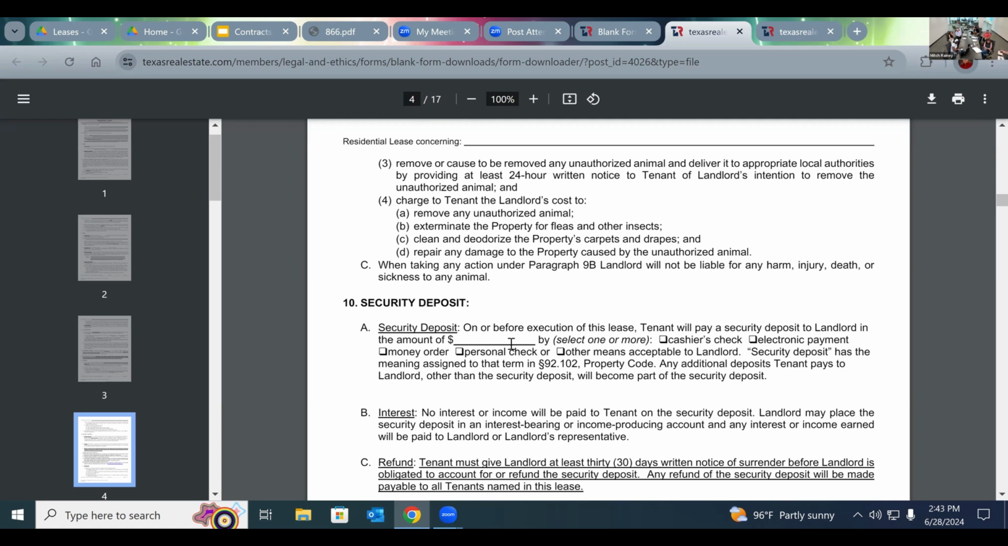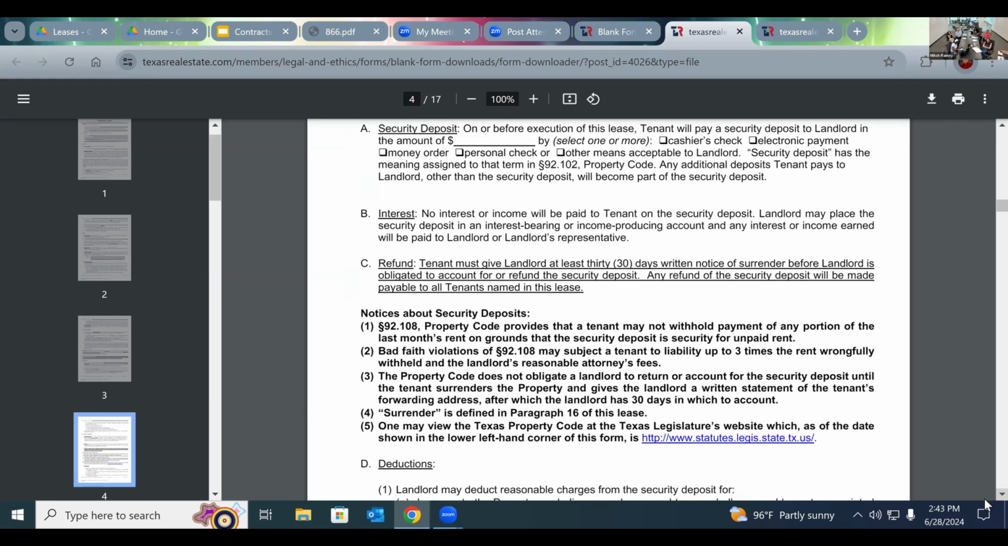Security deposit, we talked about that earlier. The landlord will probably deposit that, but the tenant's not going to get the interest on it. It's the landlord's interest. Refund. Tenant must give landlord at least 30 days written notice of surrender before the landlord is obligated to account for or refund the security deposit. Any refund of the security deposit will be made payable to all tenants named on the lease. It says at least 30 days, so it could be more. Yeah.